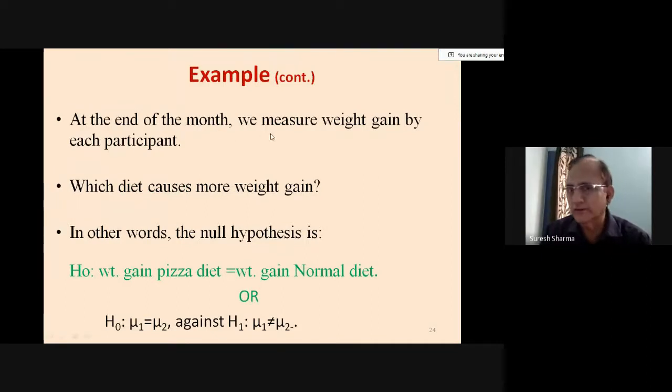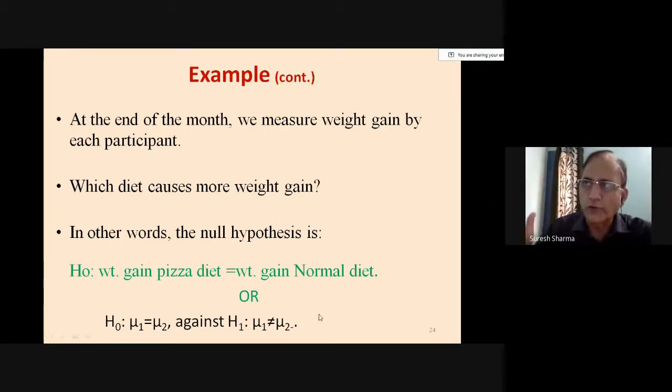At the end of the month, we measure the weight gain of each participant. The weight gain of the pizza diet people and the weight gain of the normal diet people, we write as mu1 and mu2. We are testing mean weight gain mu1 against mean weight gain mu2. If there is no difference between pizza diet and normal diet, the hypothesis will be mu1 is equal to mu2. Alternative, because I don't have any idea in the population what will happen: mu1 is not equal to mu2.